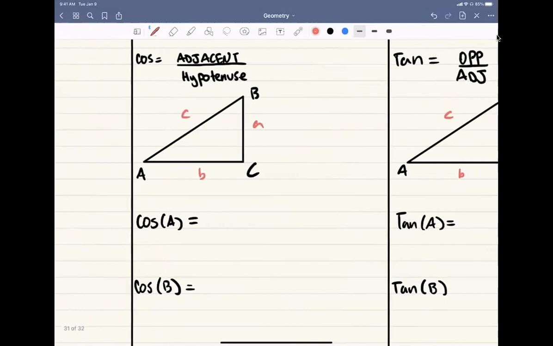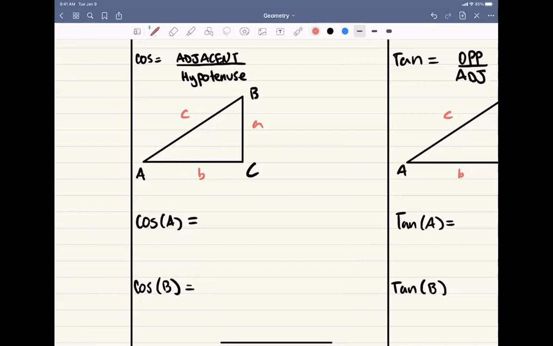The next ratio is cosine, also known as cos. And hopefully the audio sounds better right about now. Nope, my audio's still not better. Give me one second. Let's see, this should help. Nope. Sorry for the delay. Okay, this should help out with the audio. Hopefully it sounds better. If it sounds worse, I'm sorry.